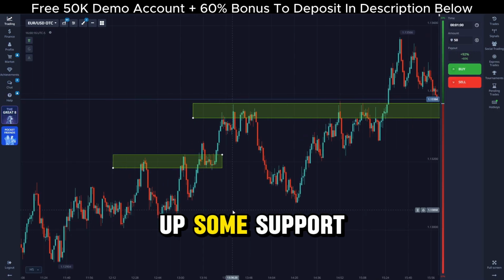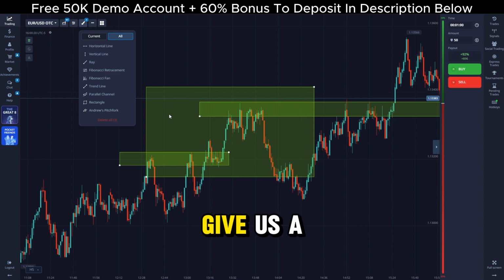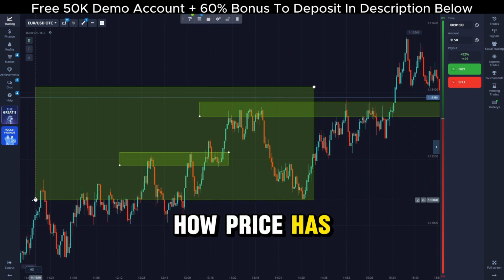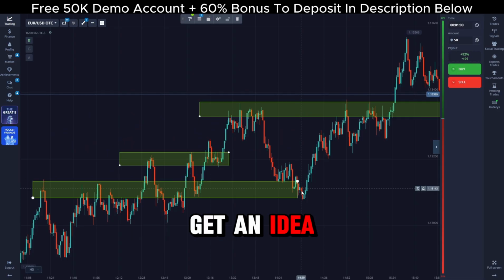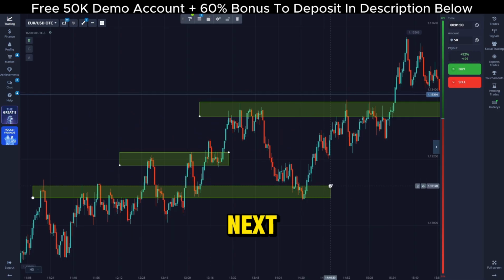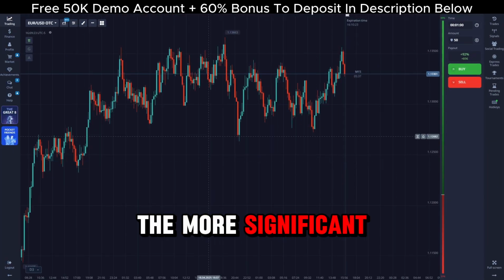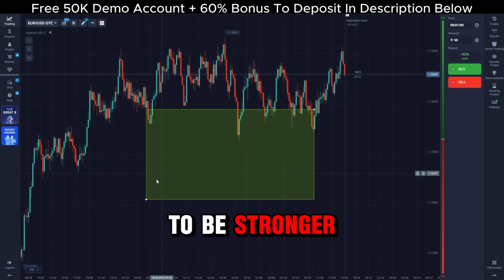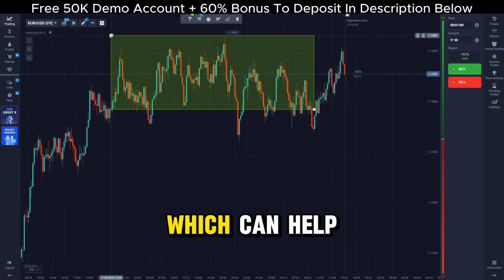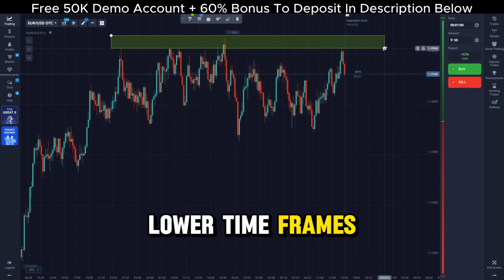Here, I've marked up some support and resistance levels on the 1-minute time frame. This helps give us a quick snapshot of how price has been moving, where it's been rejecting or bouncing, so we can get an idea of what the market might do next. Now, let's switch to a higher time frame to mark out the more significant support and resistance zones. These higher time frame levels tend to be stronger and more respected, which can help us make better decisions when we drop back down to lower time frames for entries.